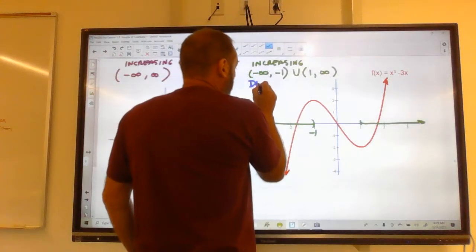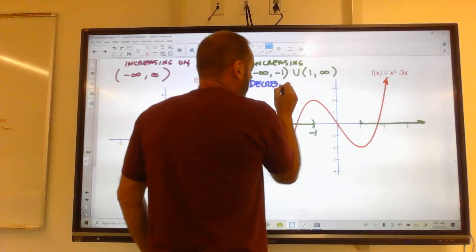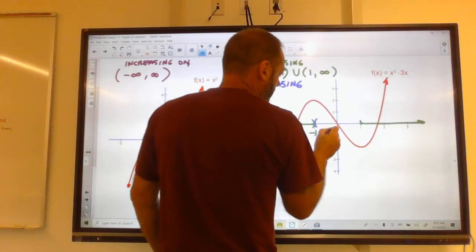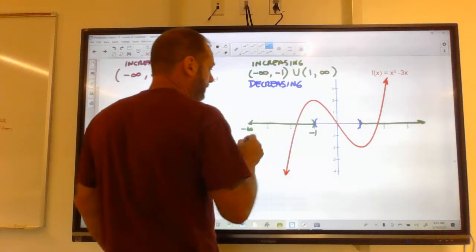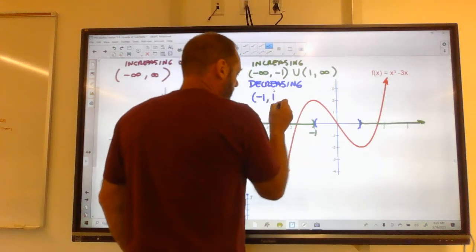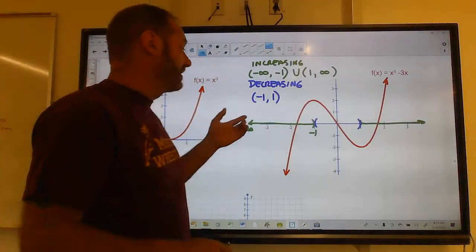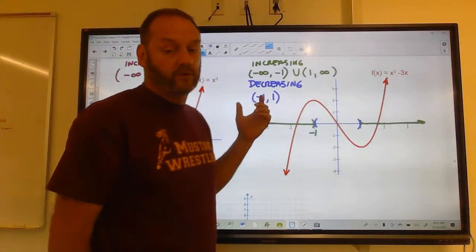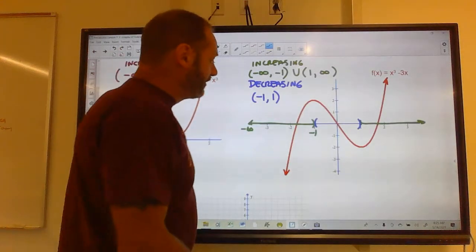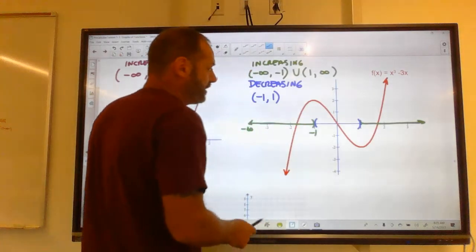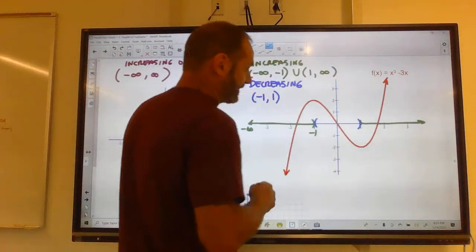Now it's decreasing from -1 to +1. And again, I can't emphasize enough, you need to understand context. That's not the point -1, 1. And you don't say it's decreasing from 2 to -2, because you're talking intervals on the x-axis.